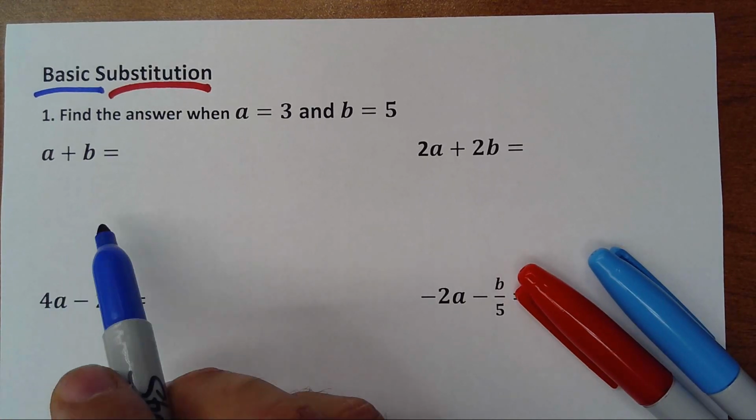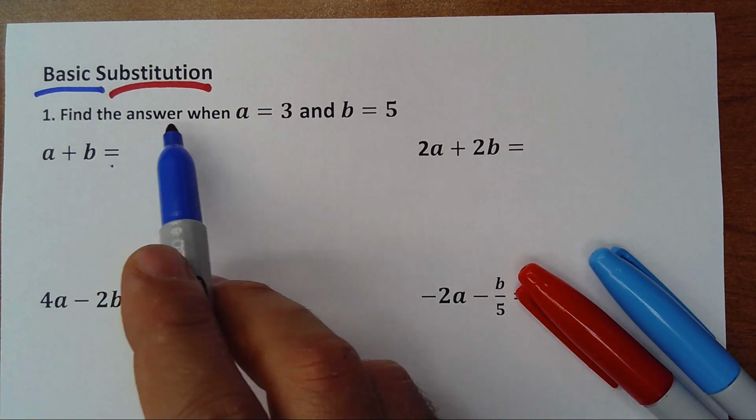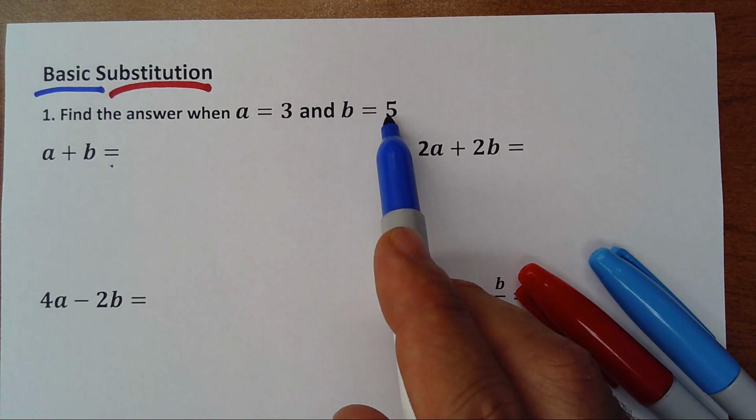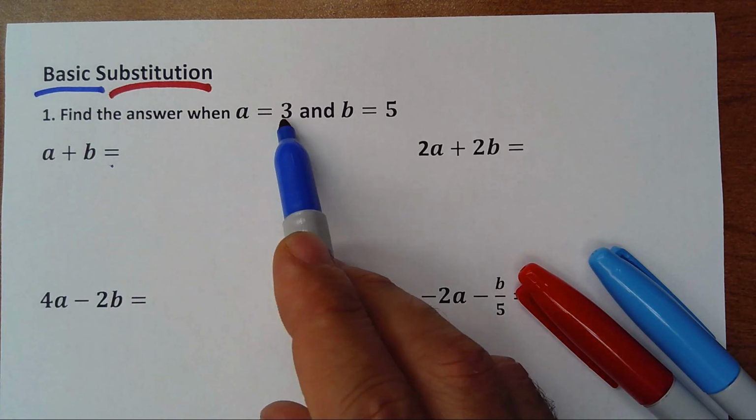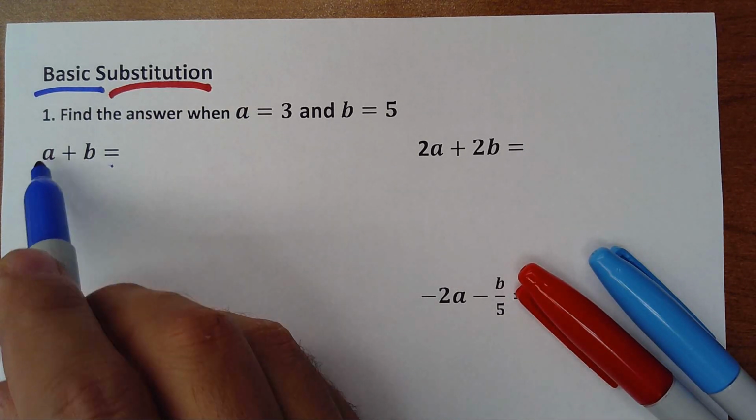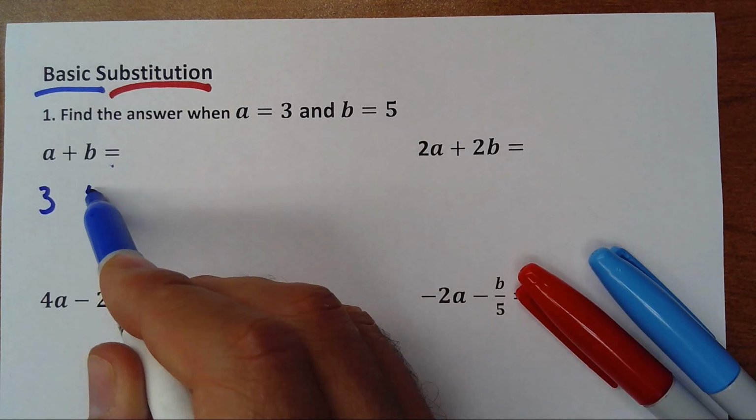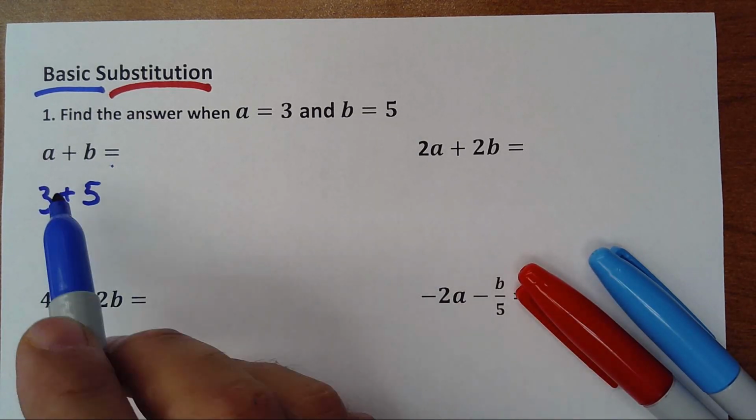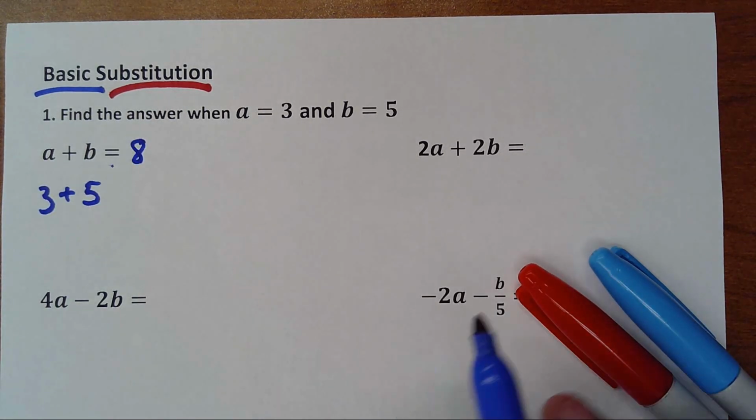So basically what we're gonna do is a plus b, find the answer when a equals 3 and b equals 5. So I will substitute the variable for the value that is indicated. So if a equals 3, what is the a? I will put a 3. And what is b? I will put a 5. So basically what it's telling me is 3 plus 5, and that will be 8.